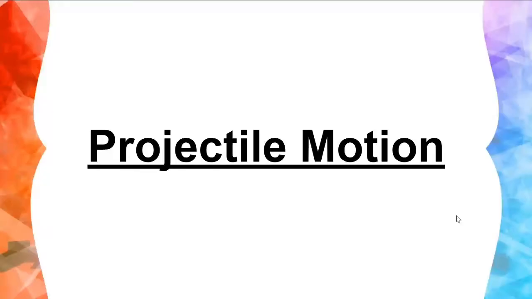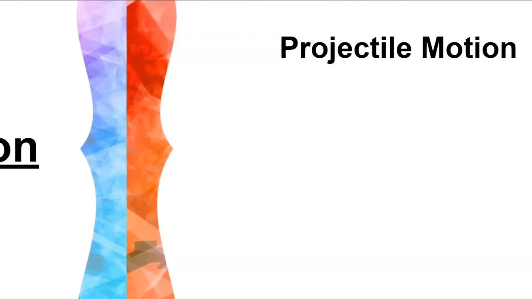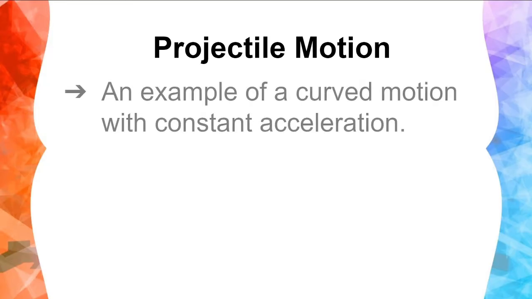grade 9. In this video, we will be discussing projectile motion. So balikan muna natin ano nga bang ibig sabihin ng projectile motion. So projectile motion is an example of a curved motion with constant acceleration. So tulad ng binanggit natin last week, pa-curve yung motion ng object and constant yung kanyang acceleration.